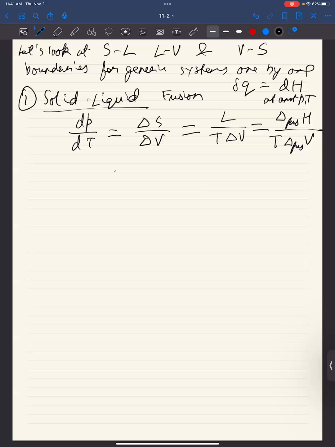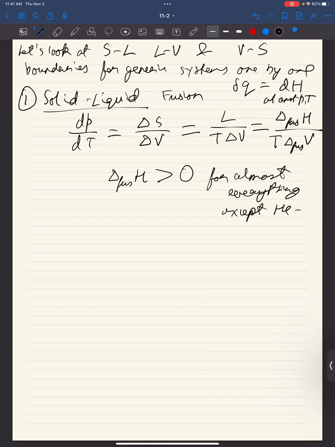As I mentioned earlier, delta fusion H is positive for almost everything except helium-3. I don't know if helium-3 is still resolved. I remember reading about it in the Feynman lectures. There's a chapter on it, or even in Surely You're Joking, Mr. Feynman. It's a superconductor. People don't really understand superconductors, right? So this is going to be positive for most of the chemicals you are probably going to study in your PhD or in your research. If it's a superconductor, good luck for many reasons.